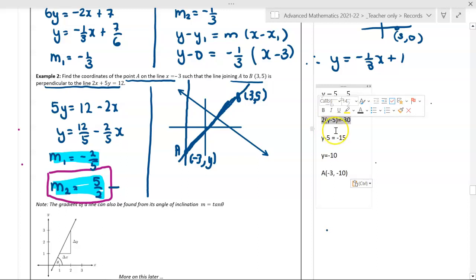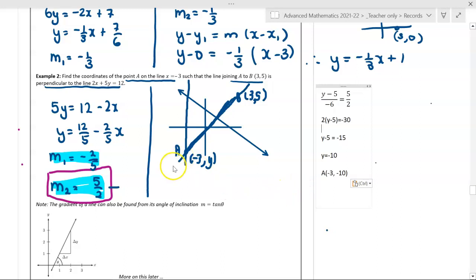You could expand the brackets, but I decided to divide both sides by the coefficient of the bracket, 2. Made it a bit easier. And I got down to y equals -10. So this will tell me that the point A is -3, -10.